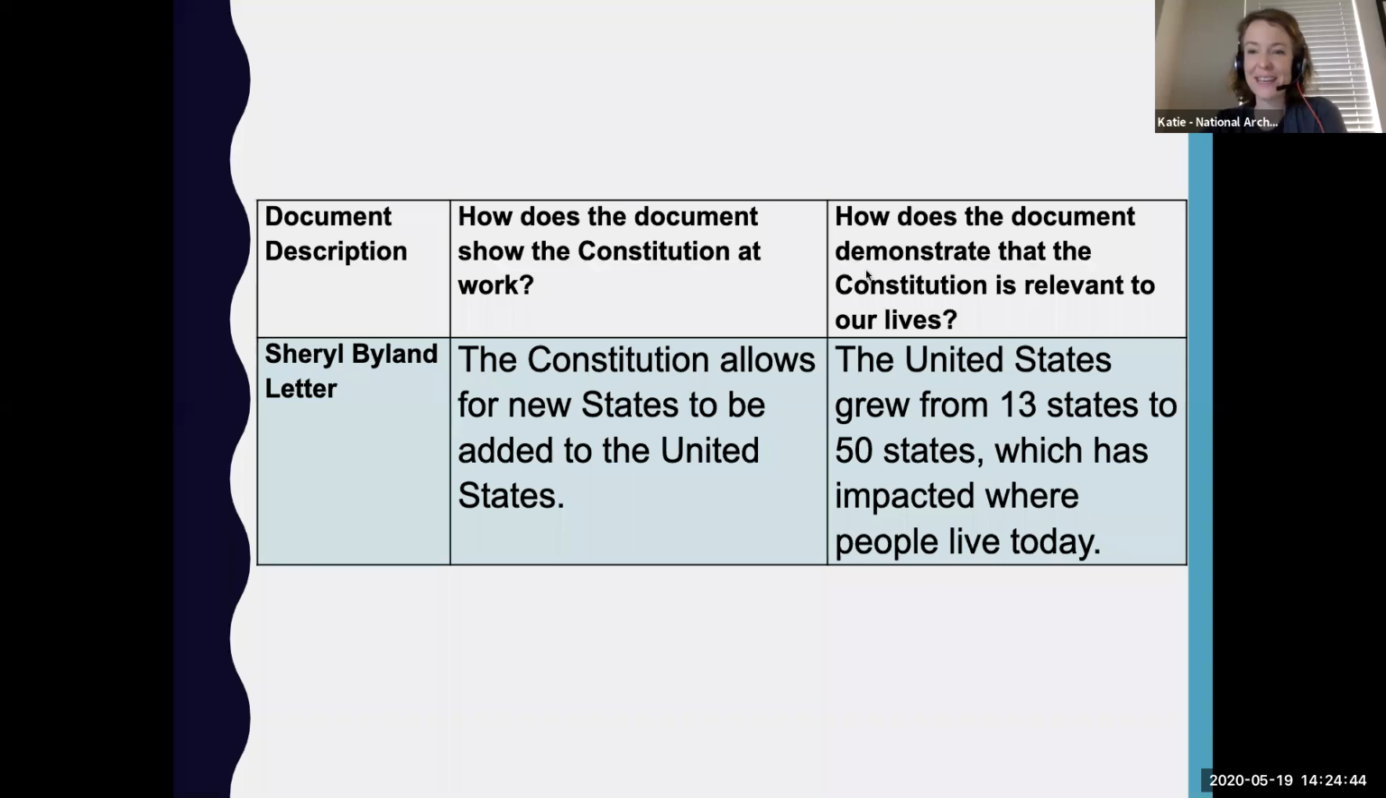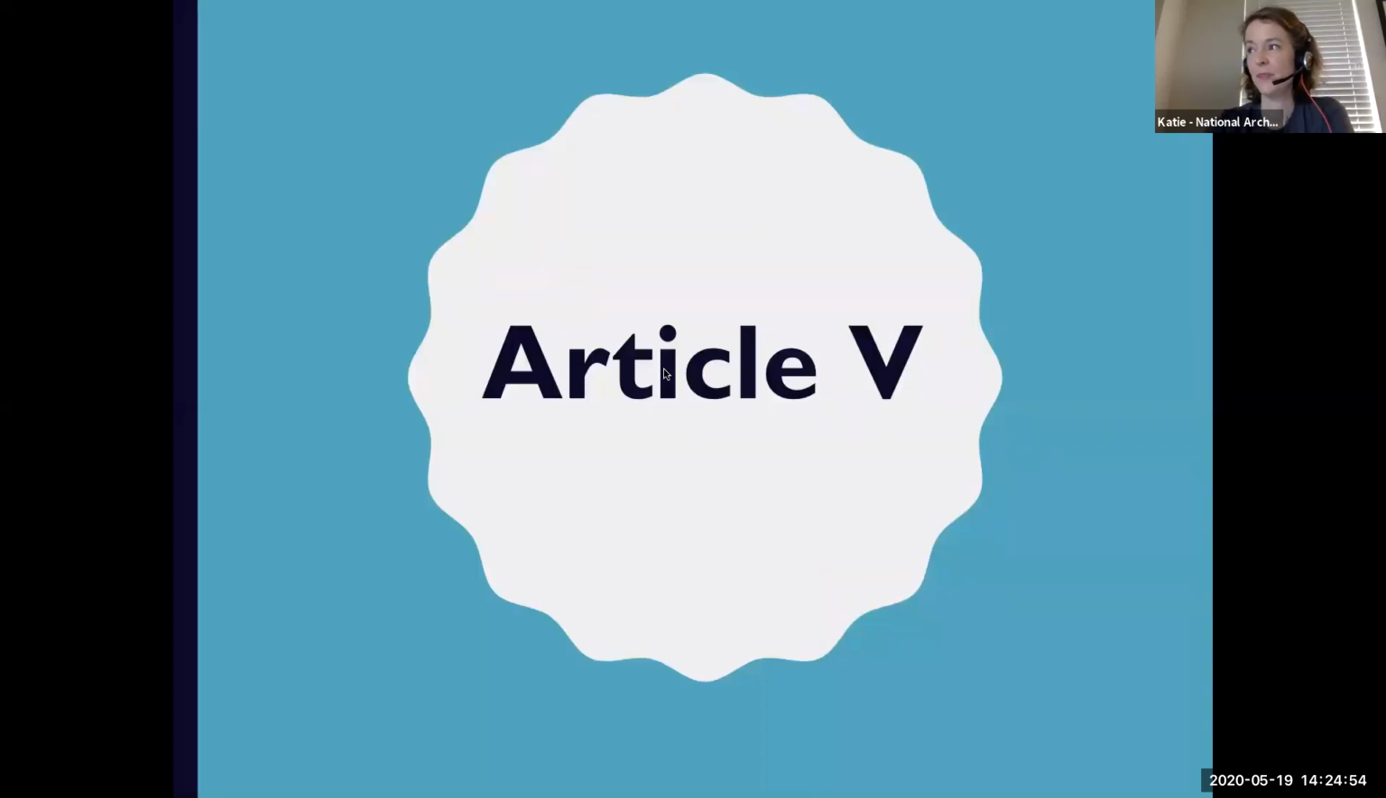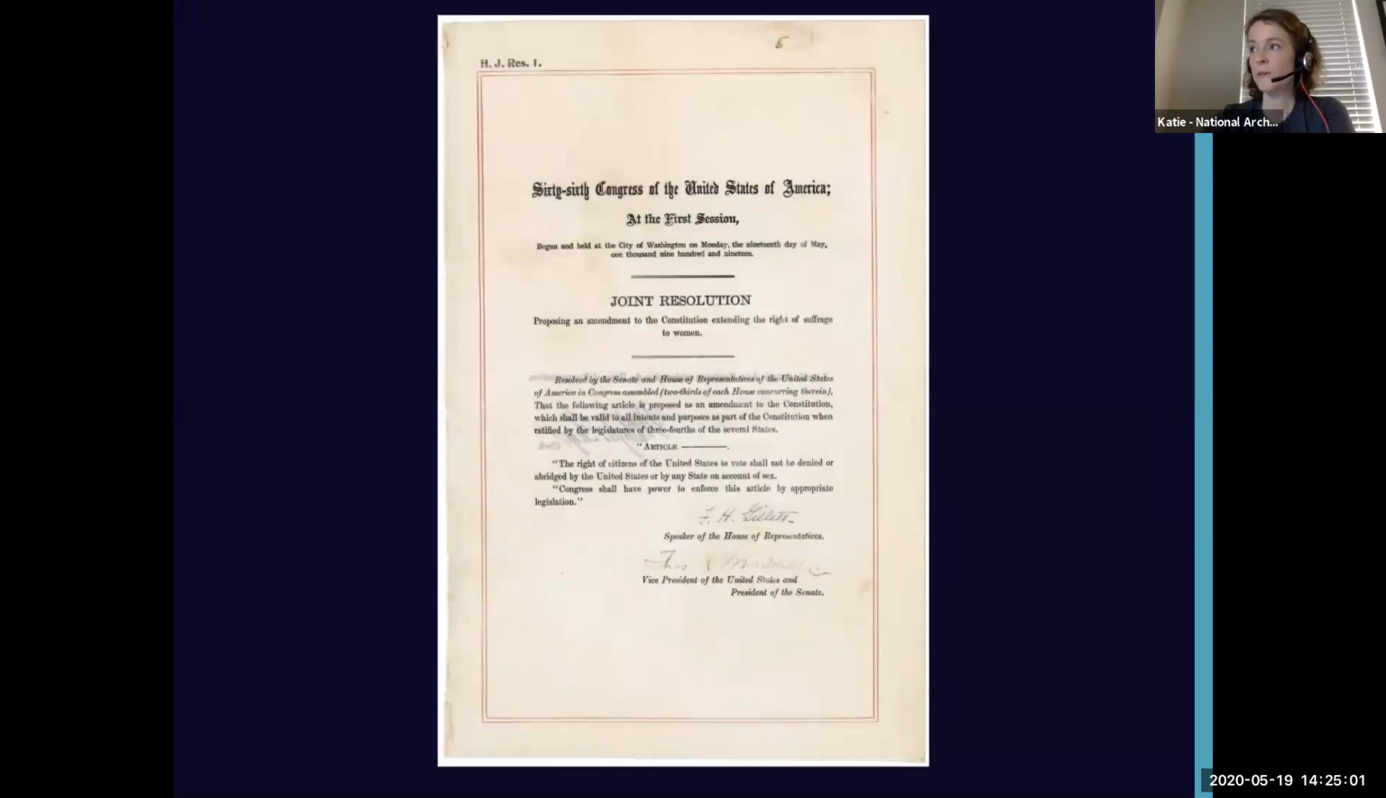All right, amazing work, everyone. We're gonna keep moving along and take a look at our next document. Article 5. Let's find out what Article 5 is all about. So let's go through this same procedure. You all know the drill. Take a look at the document. Tell me your initial observations.